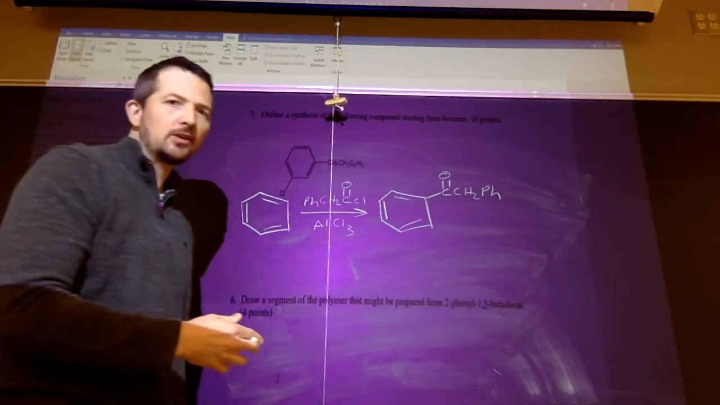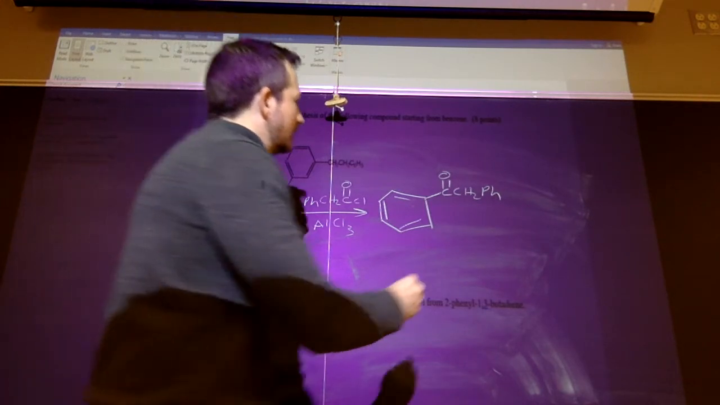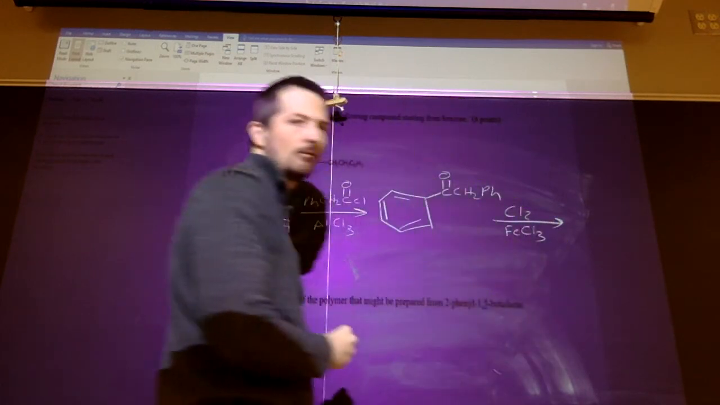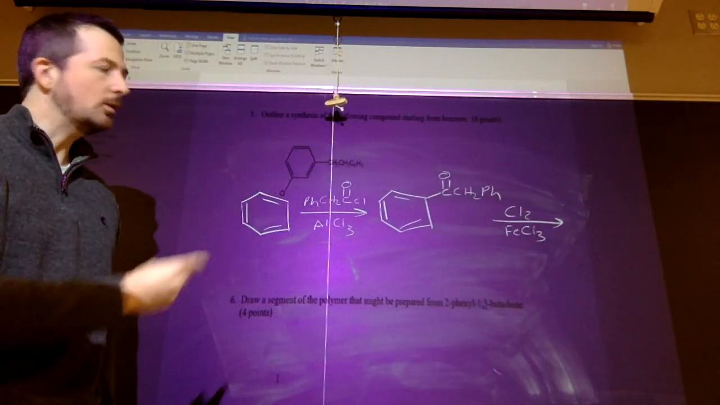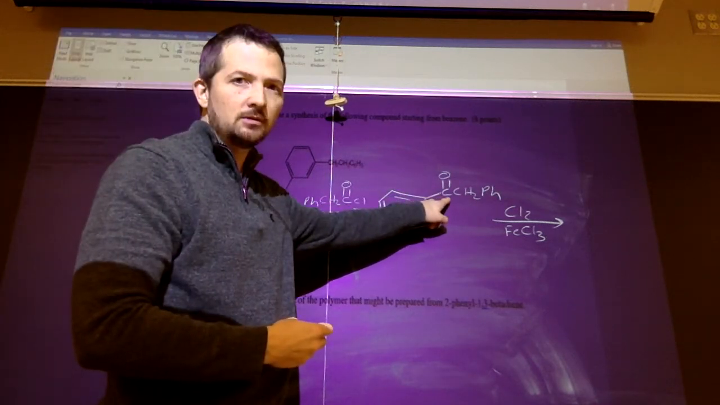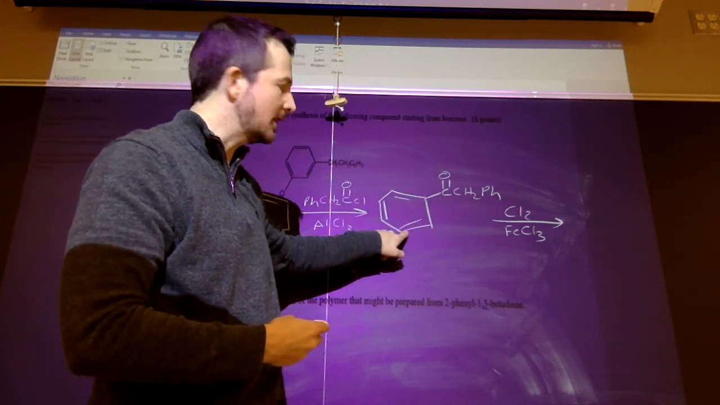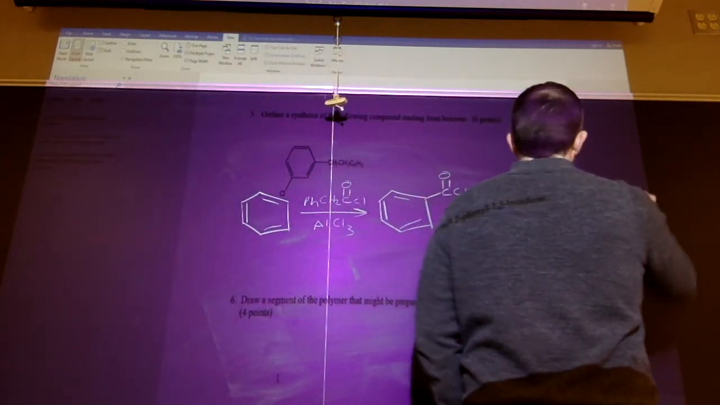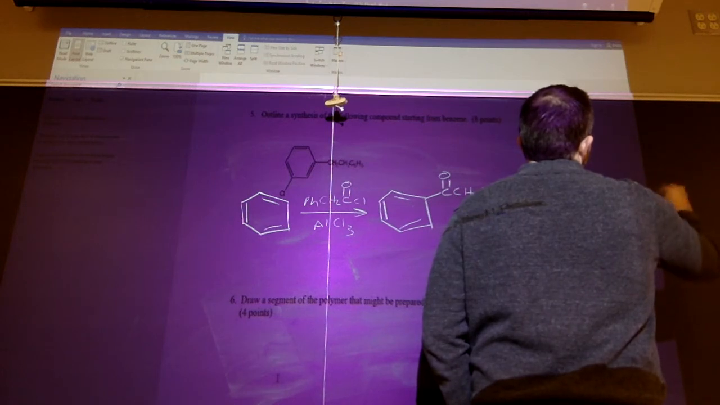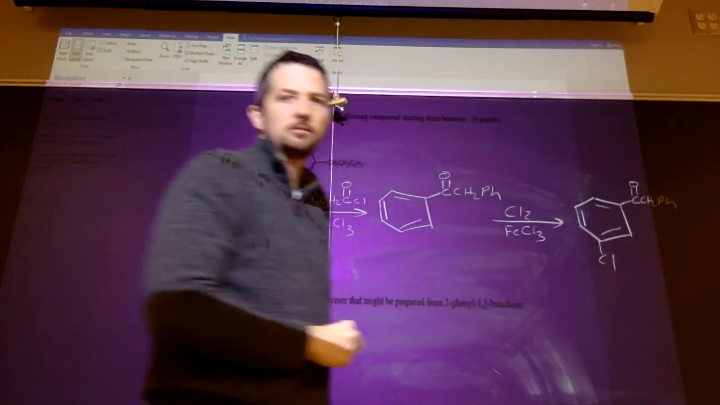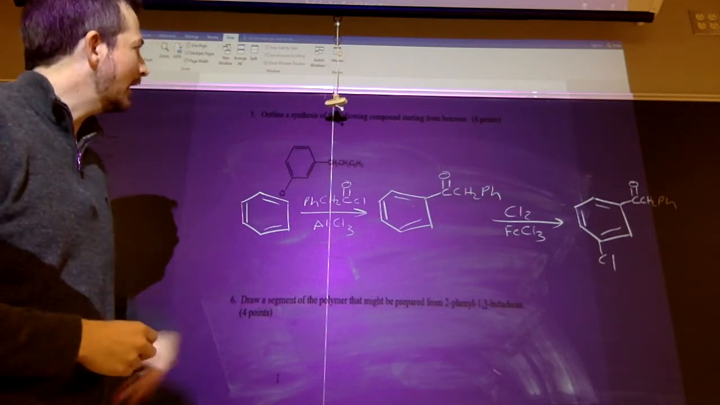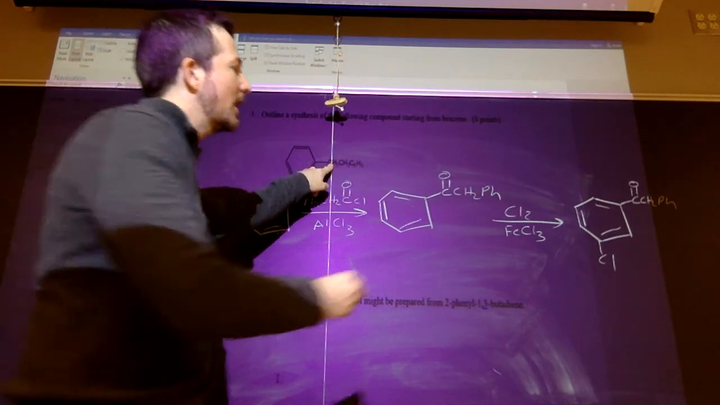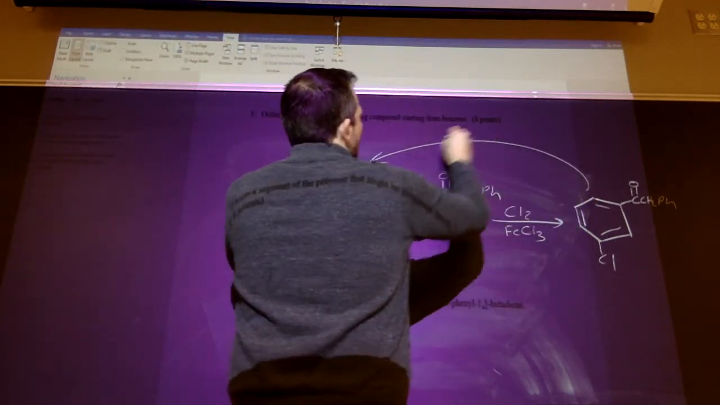Now I've got my meta director on there. I can go ahead and add my chlorine. Okay. So the carbonyl is an electron withdrawing group, so it directs to the meta position. So now I have just an alkyl, just a CH2 here, and now I can add hydrogen.